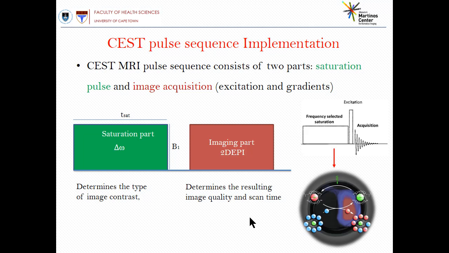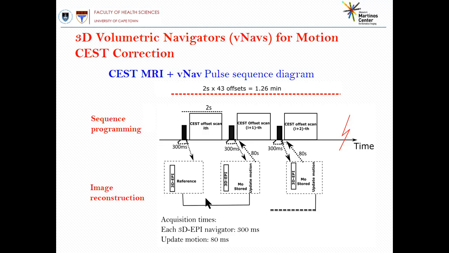Generally, the CEST sequence has two parts. One is the saturation pulse. Most of the time, a long continuous wave saturation pulse will be applied, or a series of pulses. This determines the type of image contrast. The other is the imaging part, which determines the resultant image quality. So we modified this CEST sequence by inserting navigators before the saturation pulse.